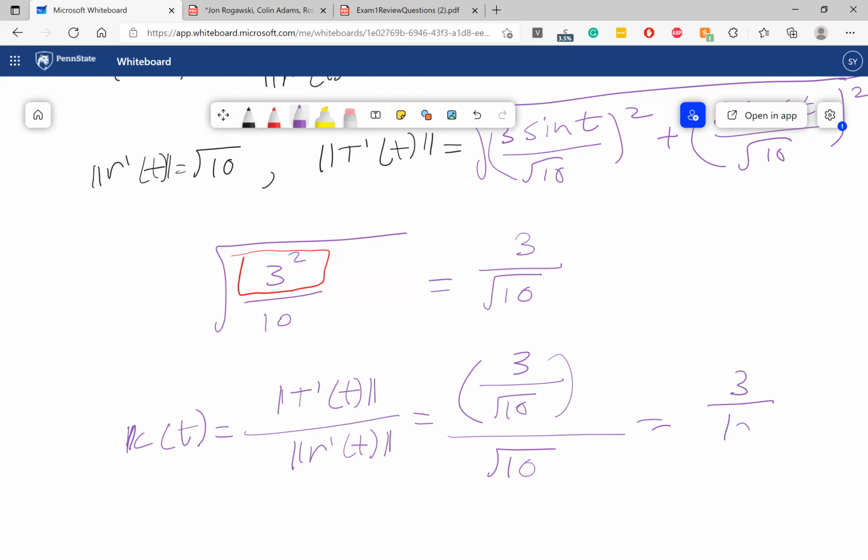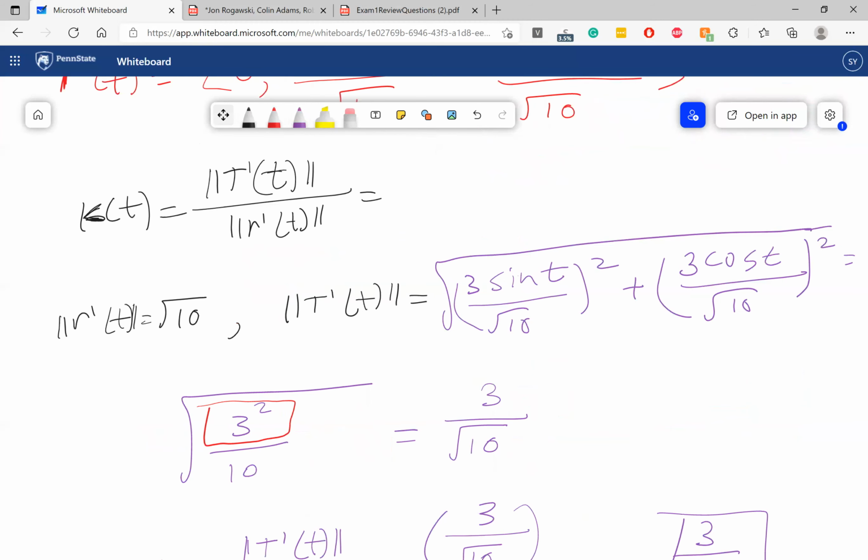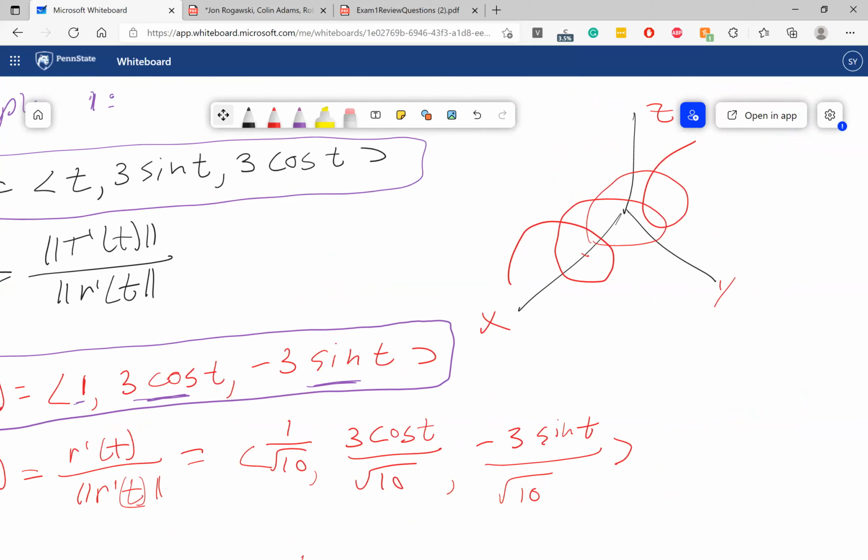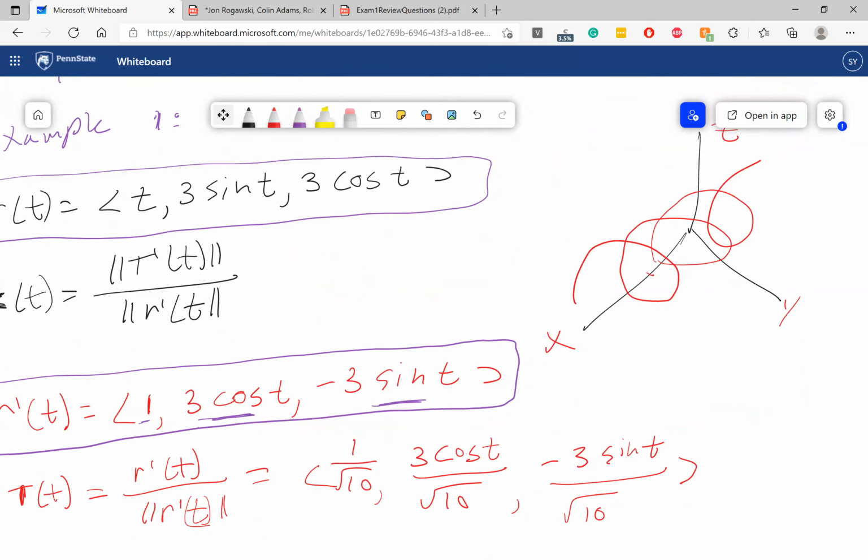And you will note that this curvature does not depend on time. And that makes sense because the helix is very symmetrical. So there isn't going to be a special point that will have different curvature than some other points. Same way circles have the same curvature everywhere. It's a very symmetrical type of problem. But anyway, the curvature of this helix over here is 3 divided by 10. Any questions about this?